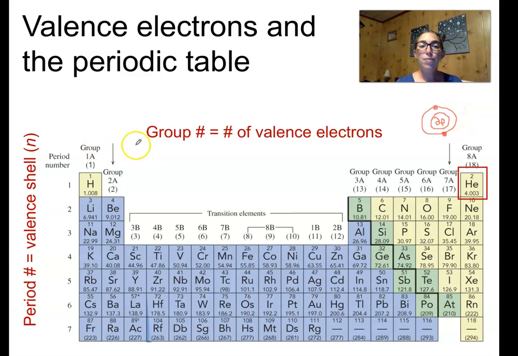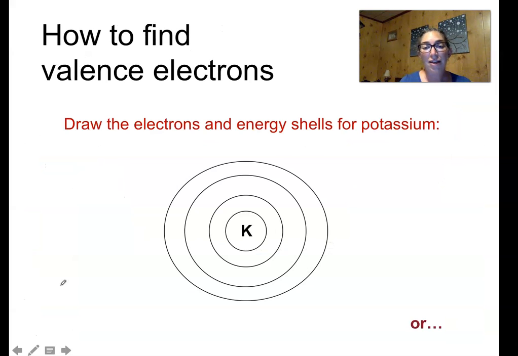So the group number tells us the number of valence electrons. And remember, we're referring to the groups that are labeled 1A, 2A, 3A, 4A, not the group numbering on the bottom here. Okay. Also, the periodic table tells us which is the valence shell. So with potassium a moment ago, the valence shell we saw was the 4th.